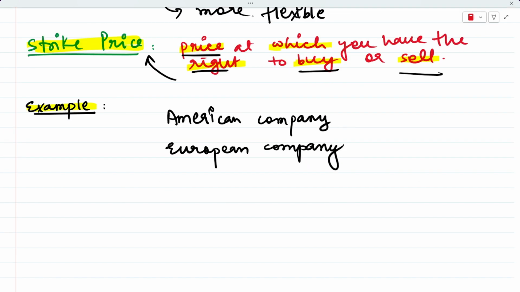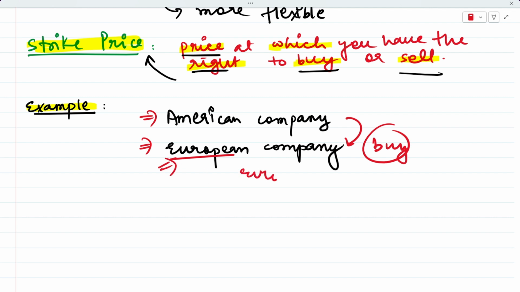Let's discuss an example really quick. So there is an American company and there is a European company, okay. The American company wants to take over the European company. The American company basically wants to buy the European company. In order to do this, they need to pay a certain amount to this European company, because it is buying the European company and it has to pay this amount in euro, right?